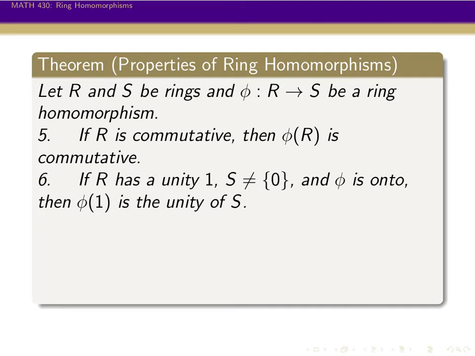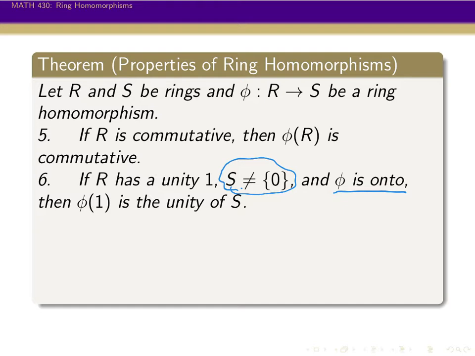If R has a unity and phi is onto, and S is not the trivial ring, then phi of 1 is going to be a unity of S. In particular, this means that S has unity as well. It's important to note that S is not the trivial ring. There is always the trivial homomorphism between rings that sends everything in R to 0, so that is always a valid homomorphism. It's important for S not to be just 0, that it has other elements in it. And again, we need phi to be onto here to guarantee that phi of 1 is the unity of S.